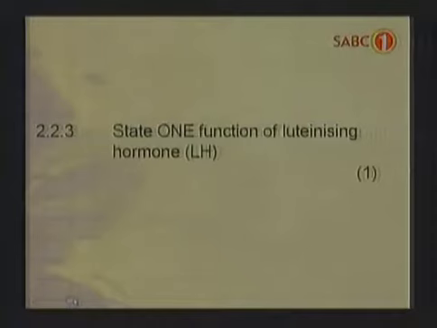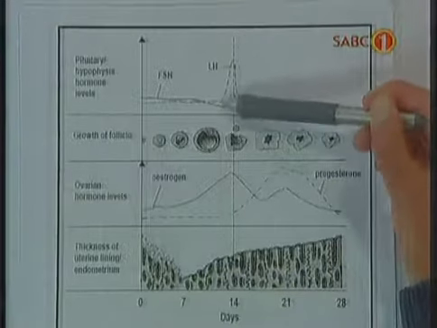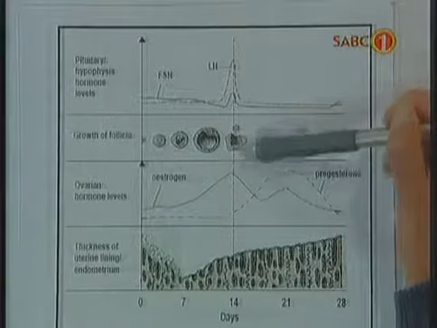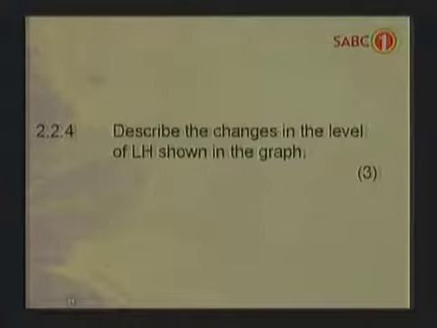Okay, next one. State one function of luteinizing hormone, LH. We said that the most important function of LH is that a spike in LH causes the Graafian follicle to release the egg, a process that is called ovulation. Our next question, describe the changes in the level of LH shown in the graph. Now, please remember, if it says describe the level in a graph, do not give reasons why. All they are asking you to do is to just discuss what happens in the graph. No reasons why. They might ask for that afterwards.